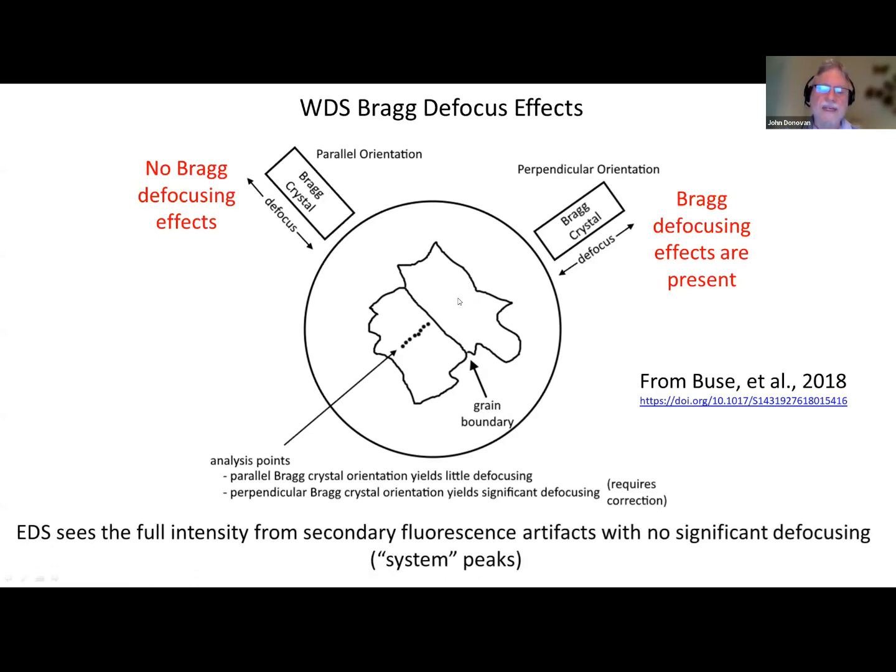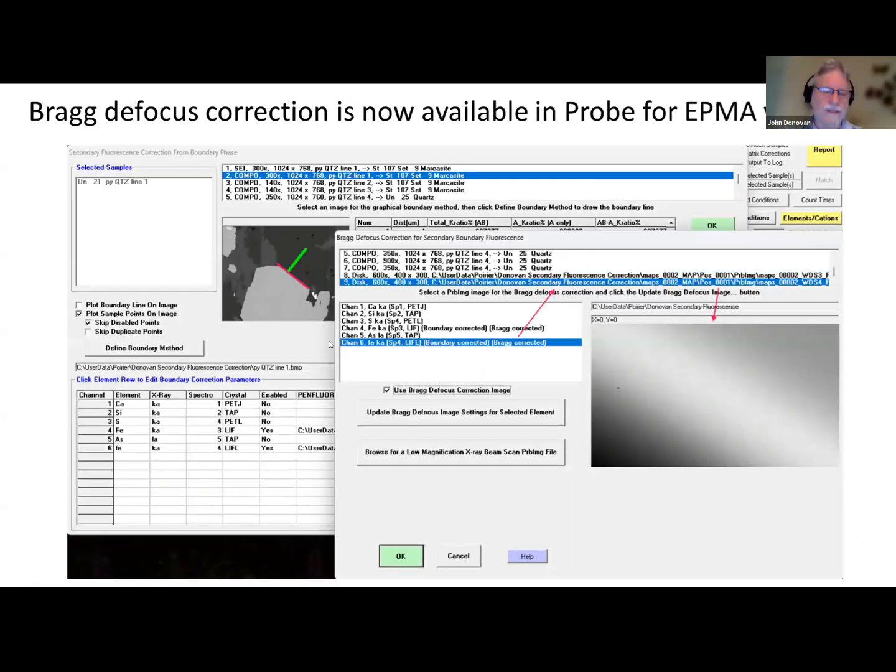And I should mention that with EDS, you always see all of these secondary fluorescence artifacts because there is no defocusing on EDS. In fact, people used to call these system peaks because you would pick up X-rays from your sample holder, from the chamber, from whatever. So WDS is better in that respect, but it complicates the correction for this Bragg defocus, as you'll see in a second.